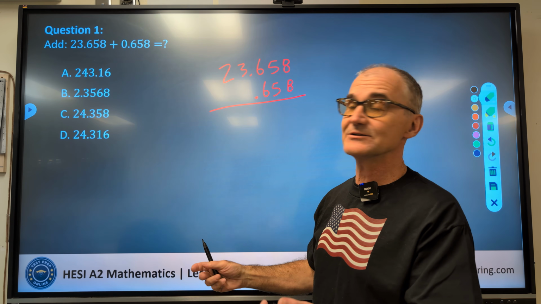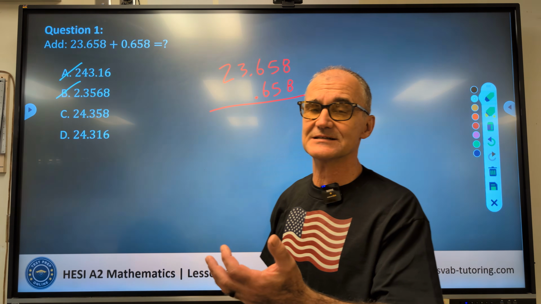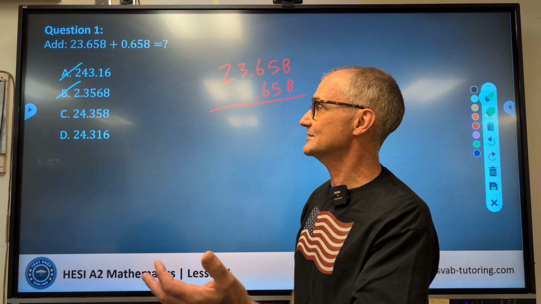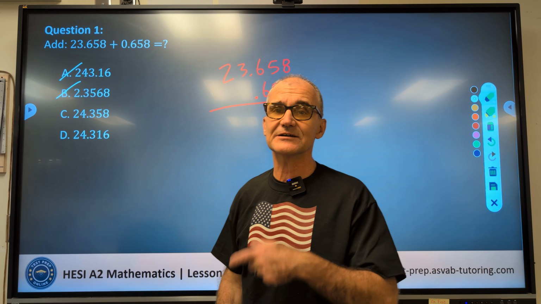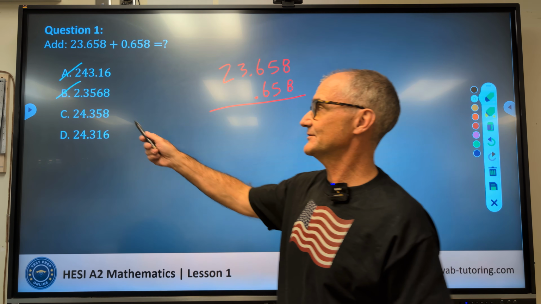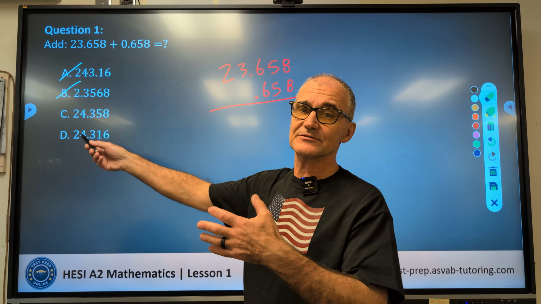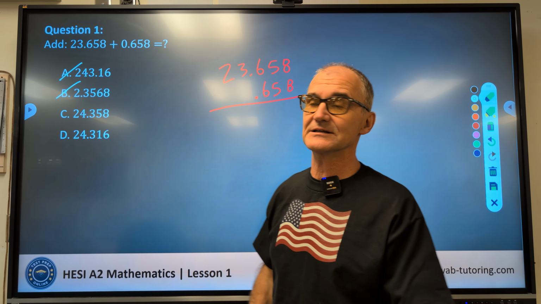If I don't know how to do any of this, I could still cross out that one and that one because they don't even make sense. Right? They're not even close to 24. And then if I had to guess, I'd be able to guess between two, increasing my chances of getting it right. If I guess just randomly out of those four, it's 1 in 4 of getting it right. Now it's 1 in 2 to get it right.